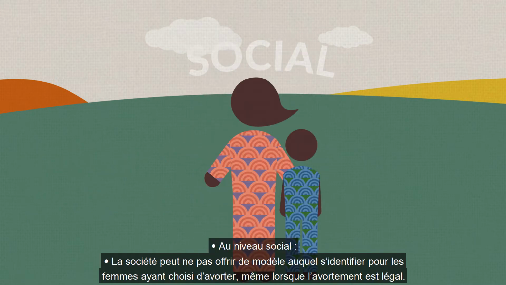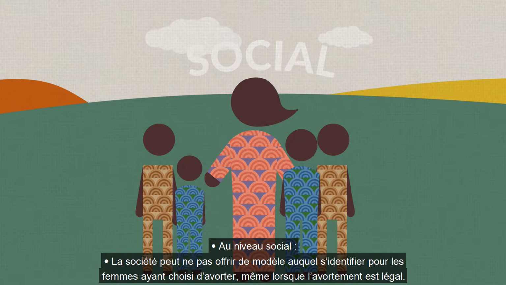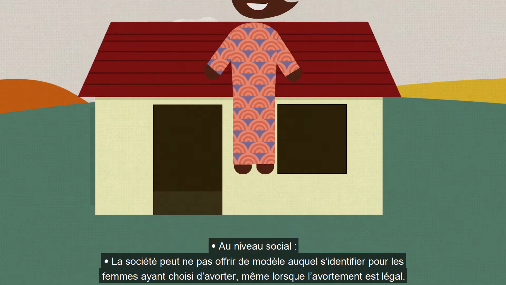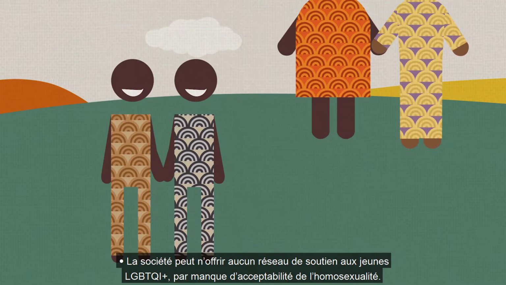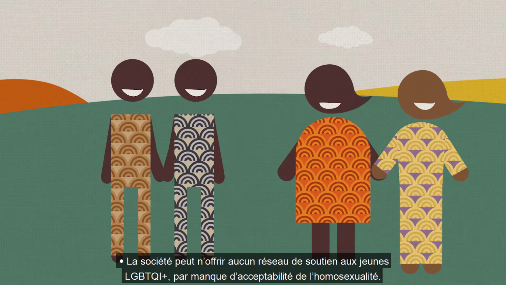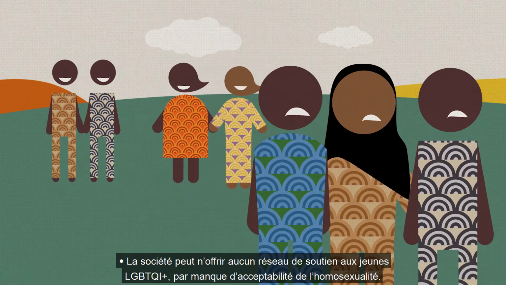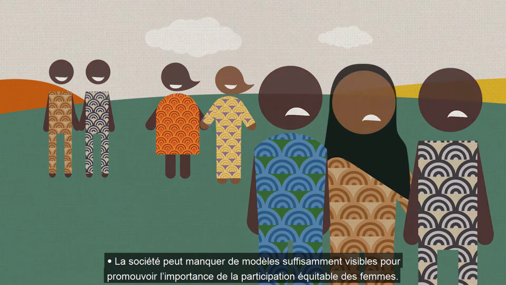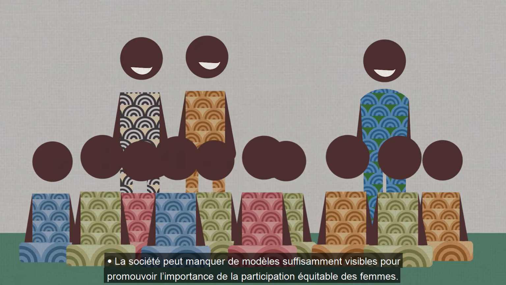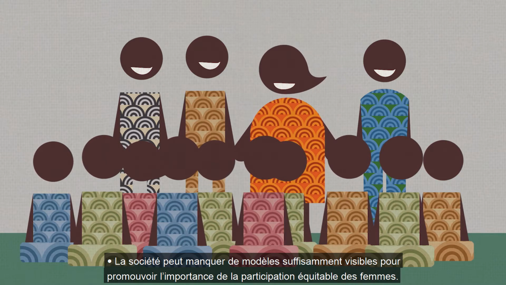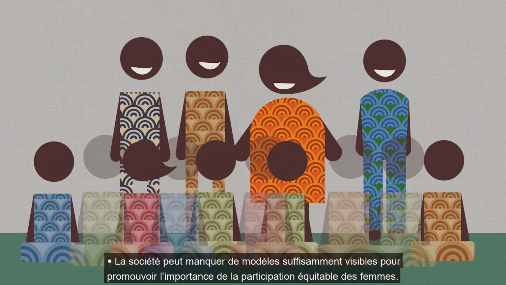At the social level, there may not be accessible role models of, for example, women who have chosen to have an abortion, where it is legal and within their right. There may not be networks available to offer support to young LGBTI people because of a lack of acceptance of homosexuality. There may not be sufficient visible female role models promoting the importance of equal participation of women.